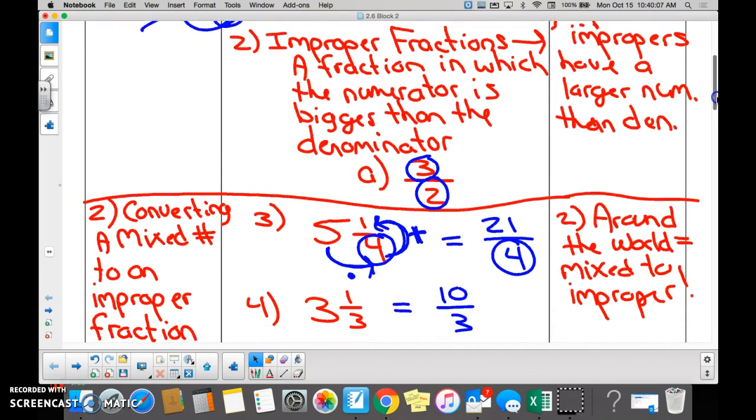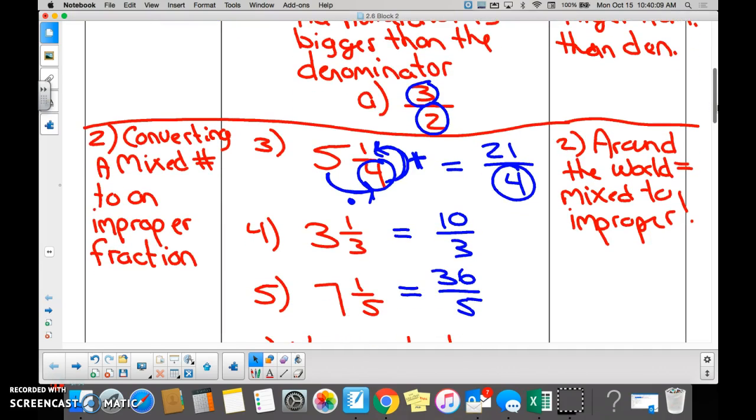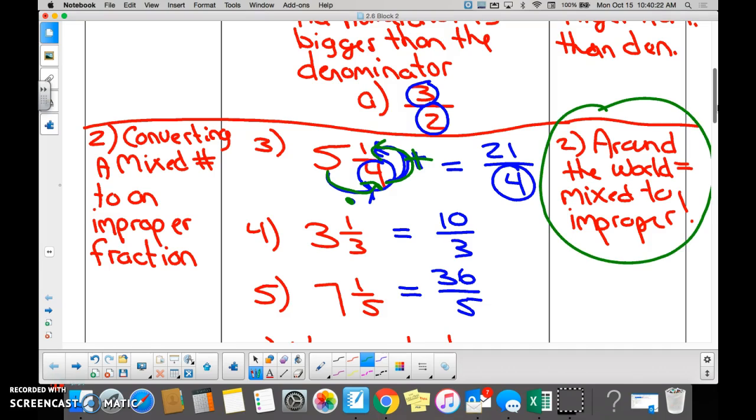Then what we did is we practiced converting a mixed number to an improper fraction. You see all of these funky little arrows here. We went from the 5 to the 4, from the 4 to the 1. We multiplied here, we added there. What do we call that? Around the world is what you guys came up with for your cheat sheet idea. You just go around the world to convert from a mixed to an improper.